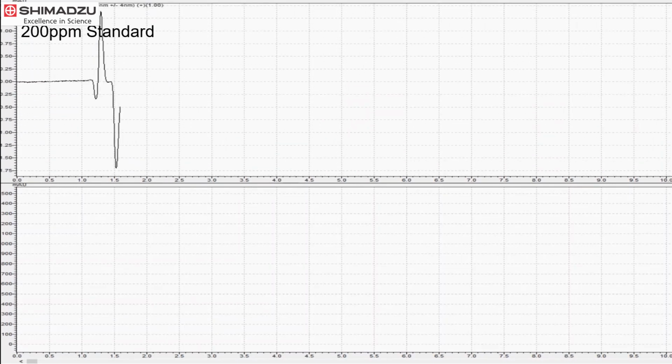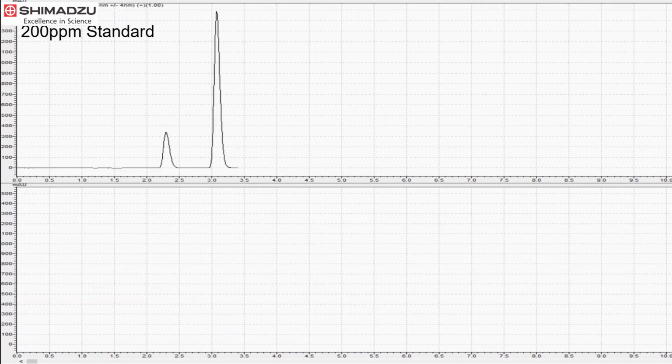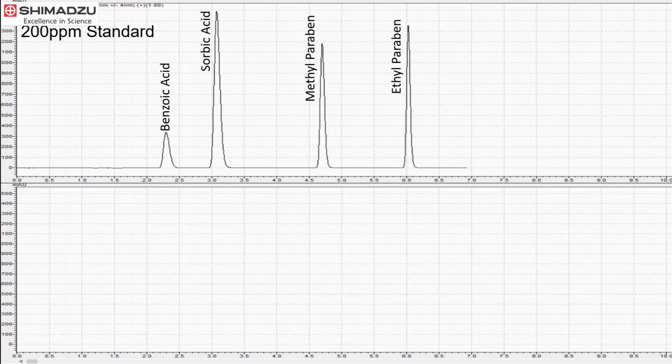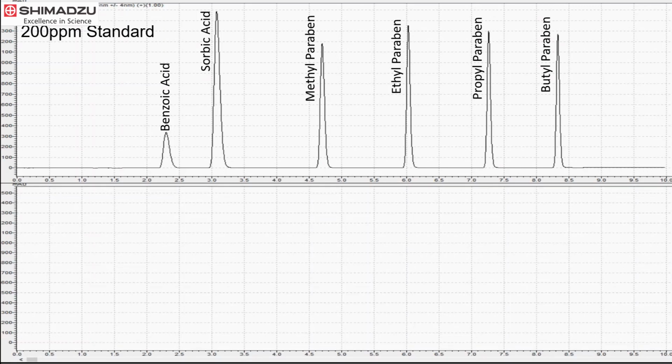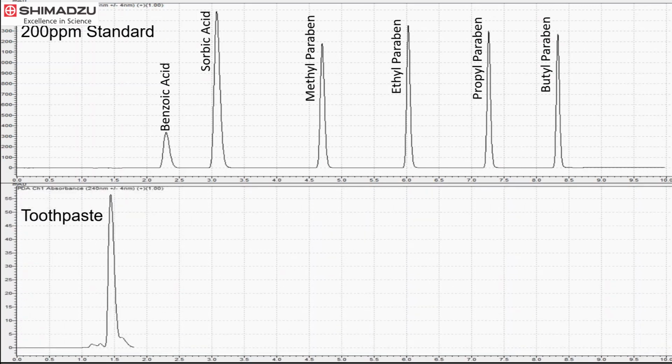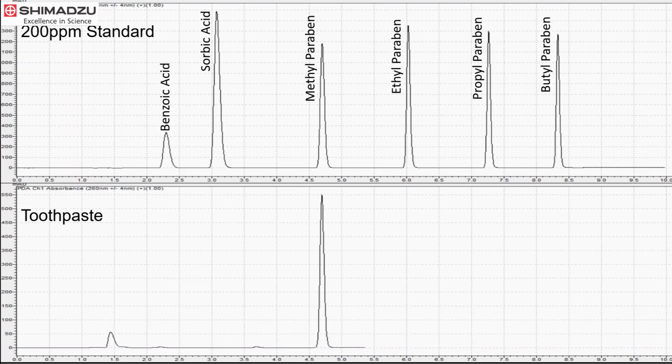The figure on top shows the chromatogram of 6 mixed preservative standard at 200 ppm concentration. As you can see, all the 6 peaks were well separated. And the figure at the bottom is the chromatogram of toothpaste sample with 2 preservatives, methyl and propyl parabens, detected.